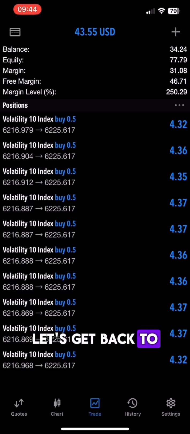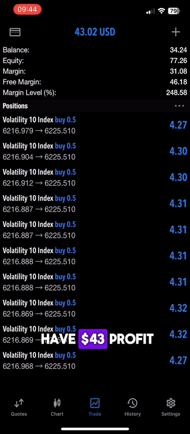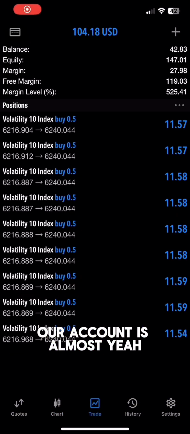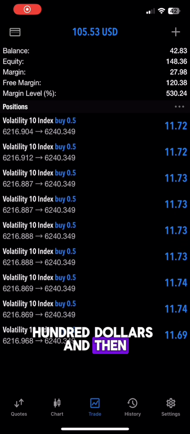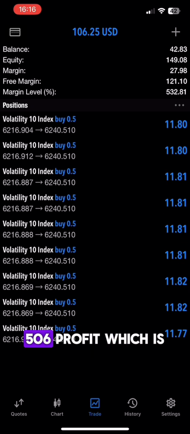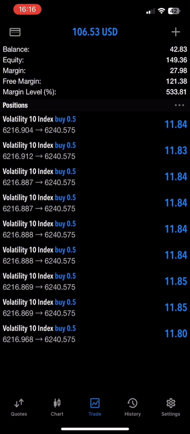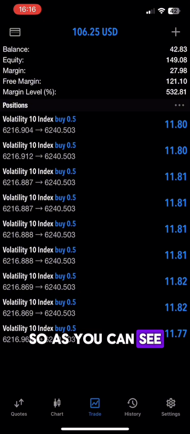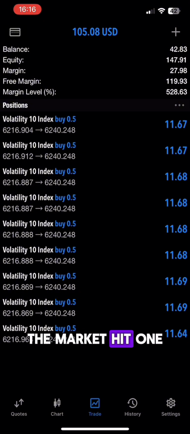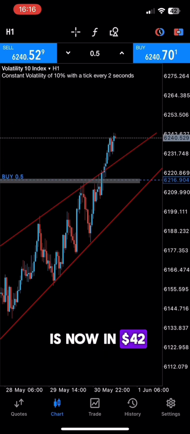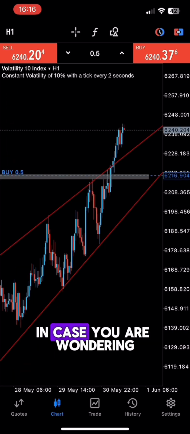However, let's get back to our trade. Now you're in $43 profit. Our account is almost $100, and now we are in 106 profit, which is a lot. Let's continue holding. As you can see, the market hit one of my take profits, and the balance is now $42, in case you are wondering.